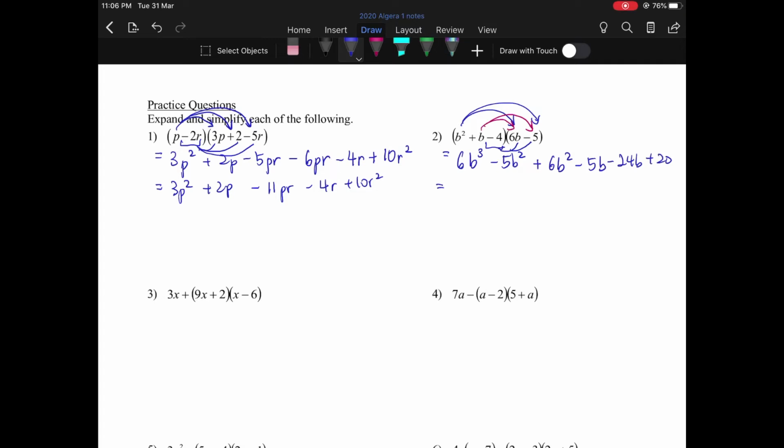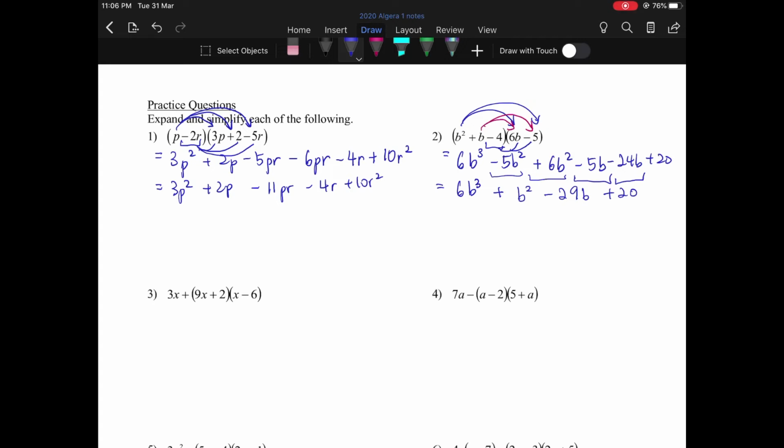Upon simplifying, negative 5b squared plus 6b squared, these two are like terms. So we will get positive 1b squared. Now, the b terms, upon simplifying, we will get negative 29b followed by plus 20.